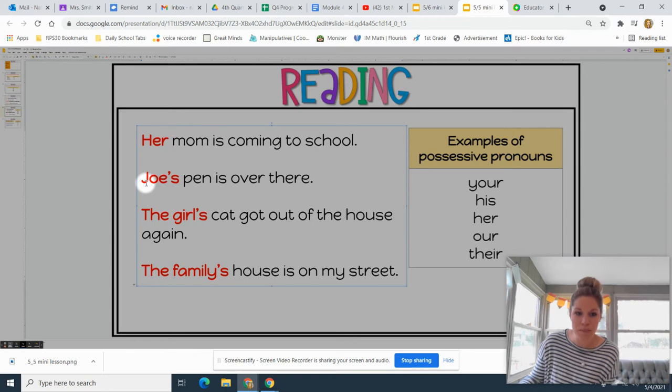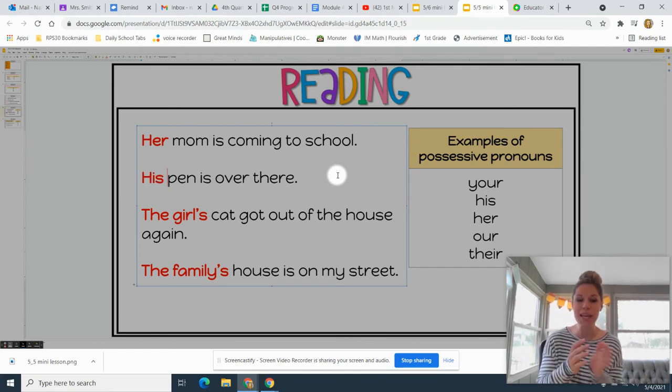Okay, let's look at the next one. Joe's pen is over there. Whose pen? It's Joe's. Well, how could I change Joe's into a possessive pronoun? Did you say his? That would work. His pen is over there. So instead of saying his name, we can change it to the pronoun his: his pen is over there.